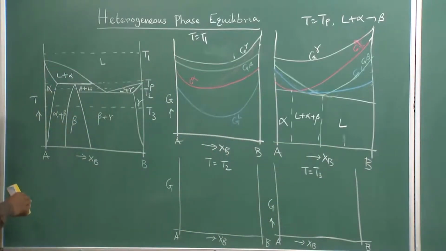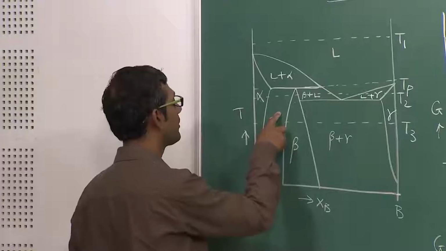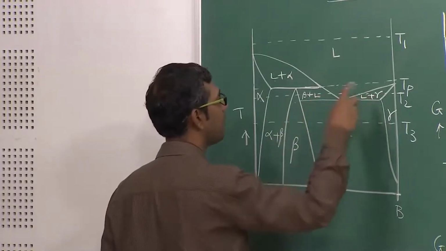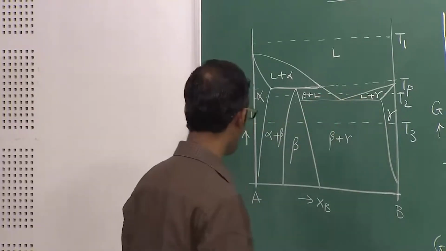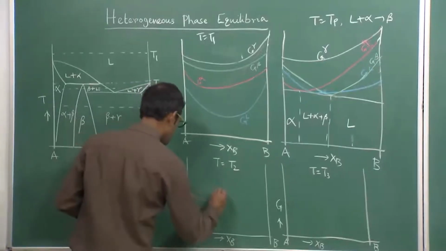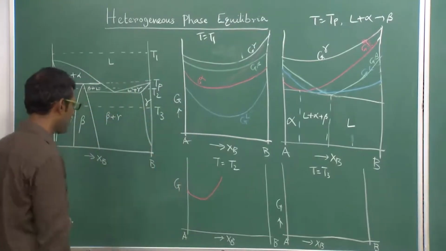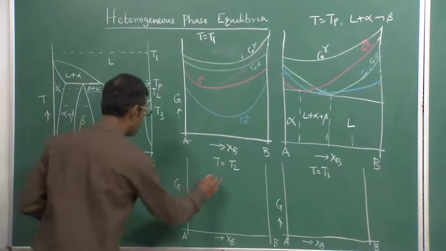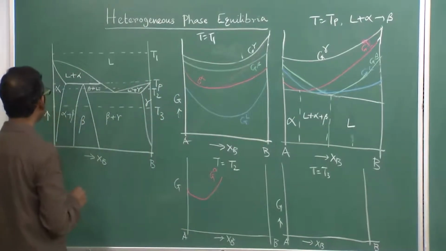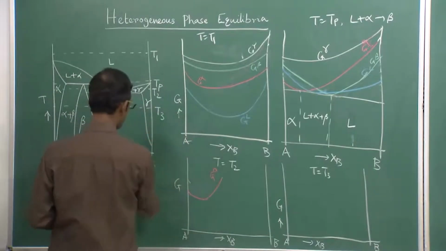Now at temperature T equal to T2, how will it look like? So you can see alpha plus beta, then beta plus liquid, then again liquid, then liquid plus gamma and gamma. So all the curves will cross over. So that's why it will look a little clumsy. So let us draw it half, then otherwise it will look clumsy. So this is alpha. Obviously this will go like this, complete. And then beta and alpha will cross over here, because there is alpha plus beta regime.